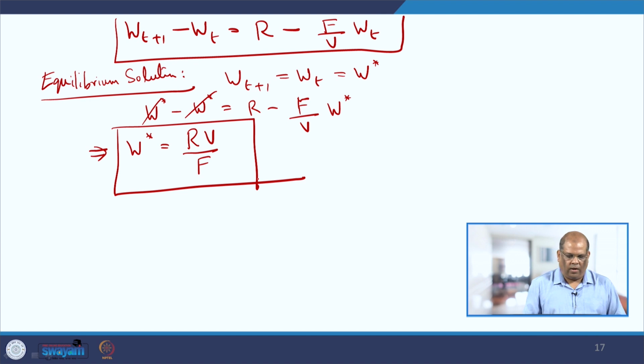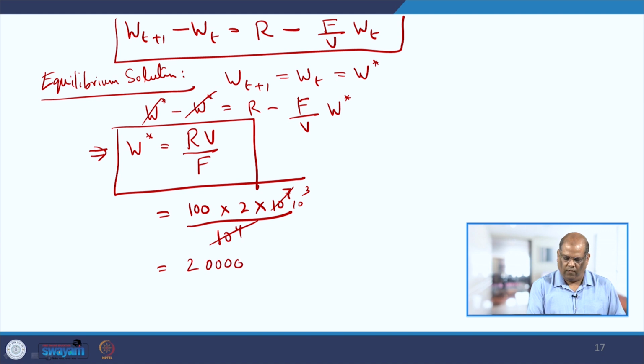And if you want to calculate numerically, you know the value of R is 100. The volume of the lake is 2 into 10 to the power 7 and the flow is 10 to the power 4. So, if you cancel all this, it is 2 into 10 to the power 5, that is 2, 1, 2, 3, 4, 5 kgs. So, this is the equilibrium solution of the chemical waste.